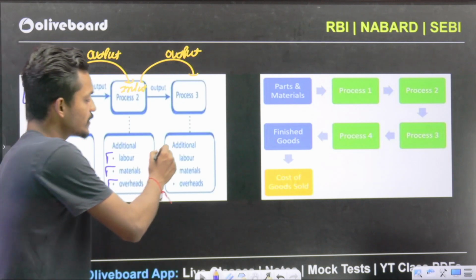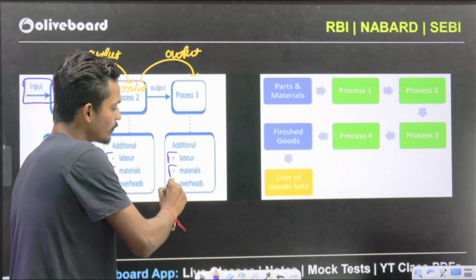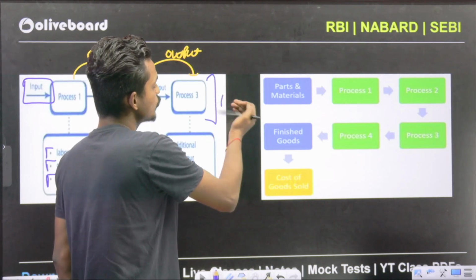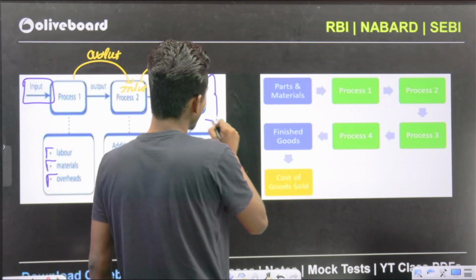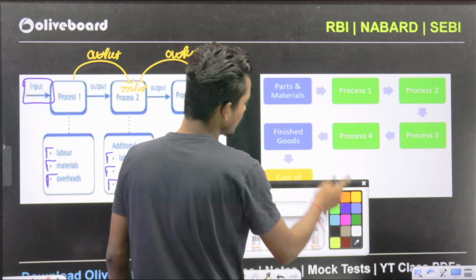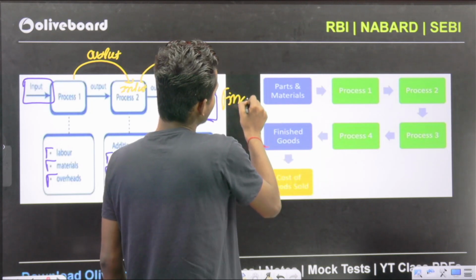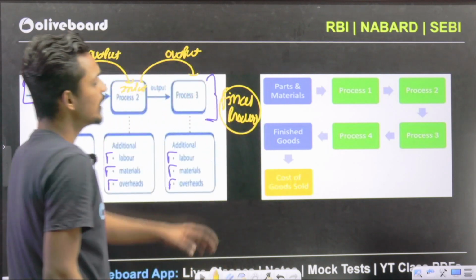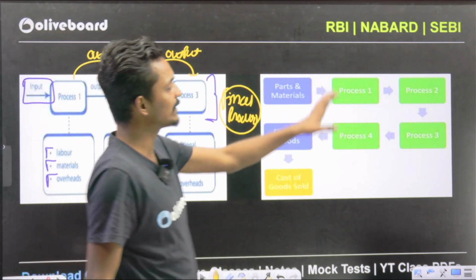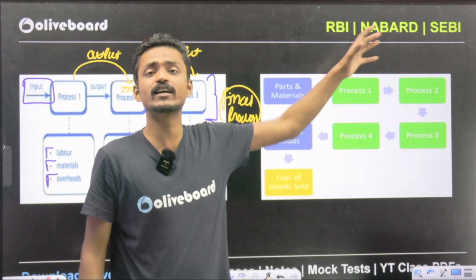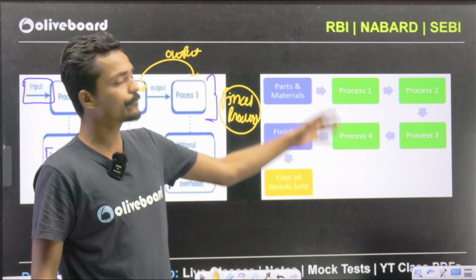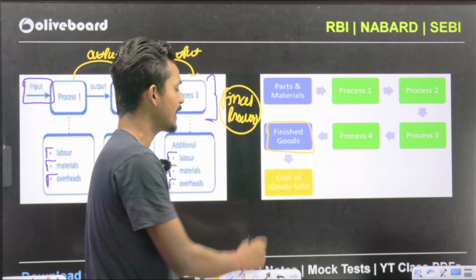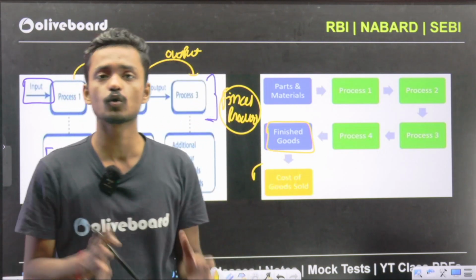At the third stage we again incur some amount of labor and material, and after all the processes we have the final product that is ready to be available in the market. So all the parts and material introduced in the various processes, after completing all the processes, become the finished goods. That is your process costing.